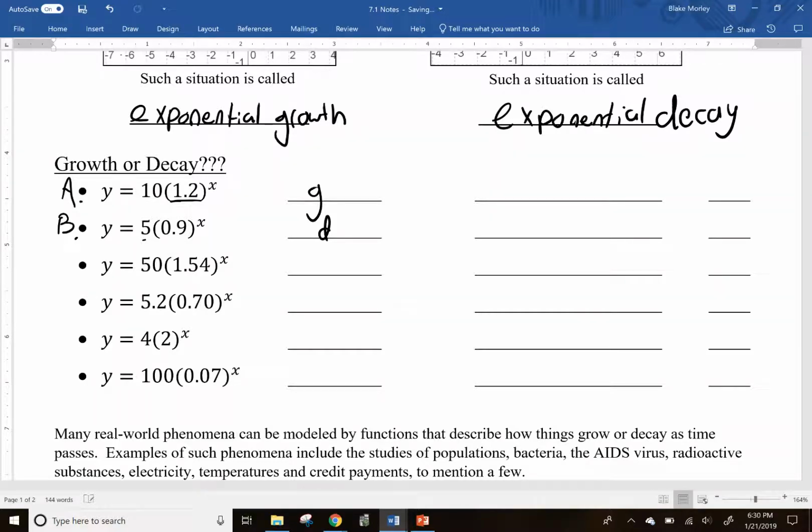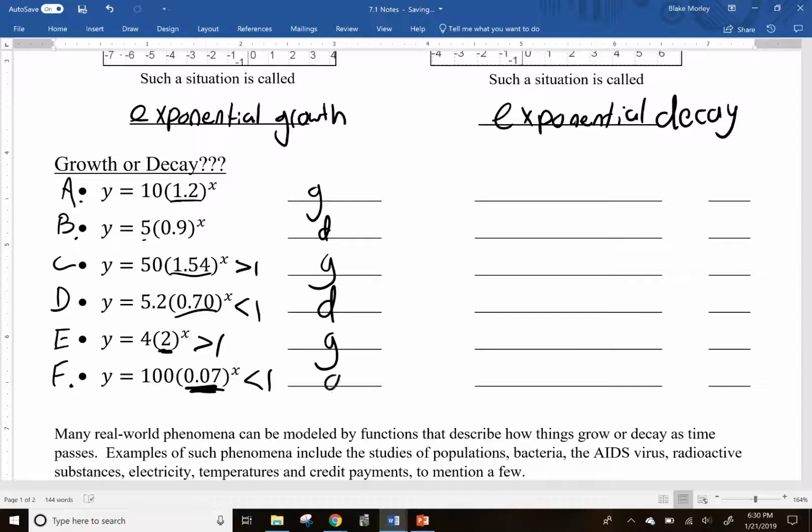You'll see the third one down, we'll call that C. 1.54, well, that number is bigger than 1, so this is growth. Call this D. 0.7, that number is less than 1, so it's decay. E, we have the number 2. Well, 2 is bigger than 1 as well, so this is growth. And then our last one, 0.7 is B. So 0.7 is less than 1, so that is decay. So we got growth, decay, growth, decay, growth, decay.